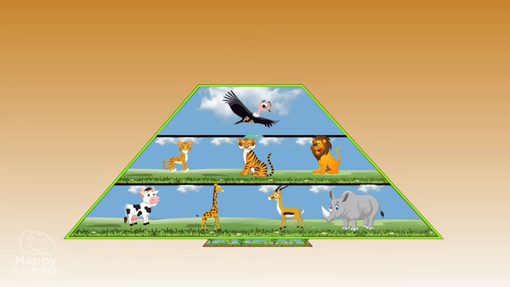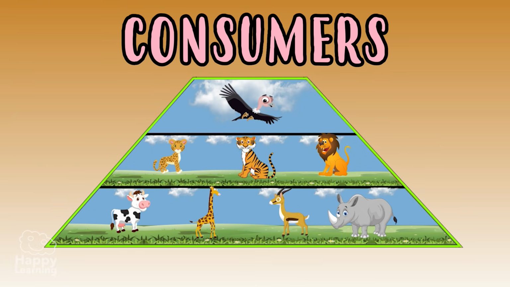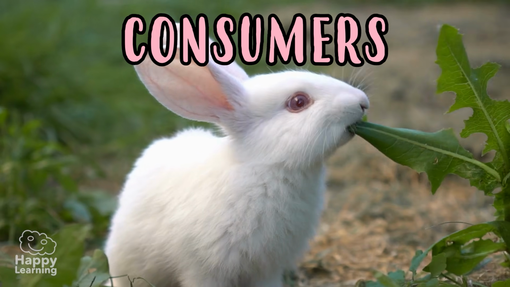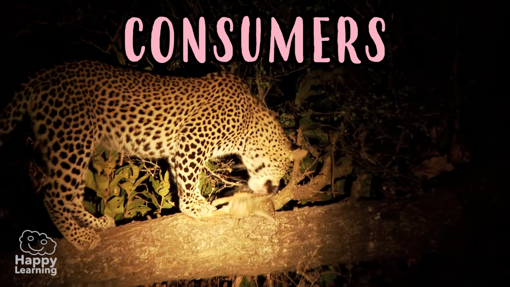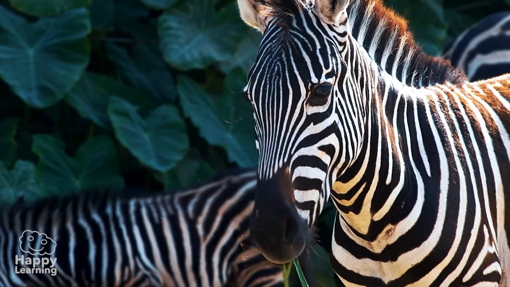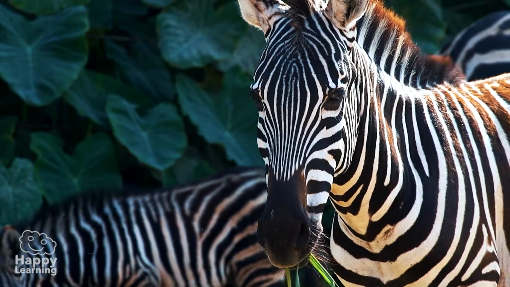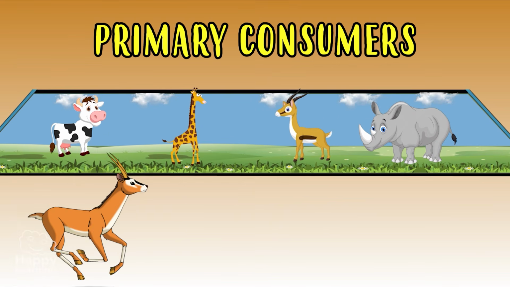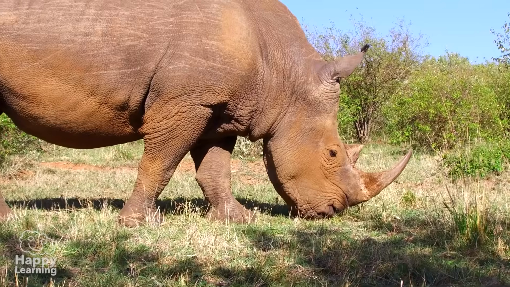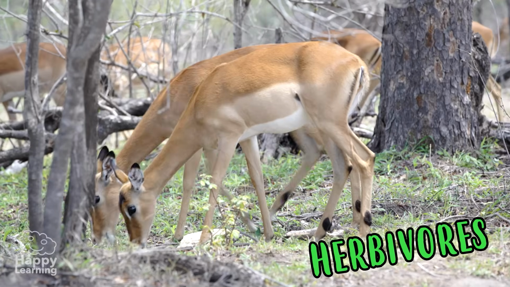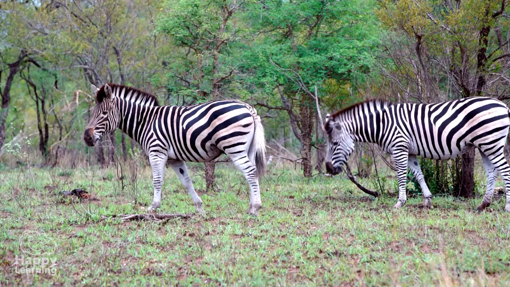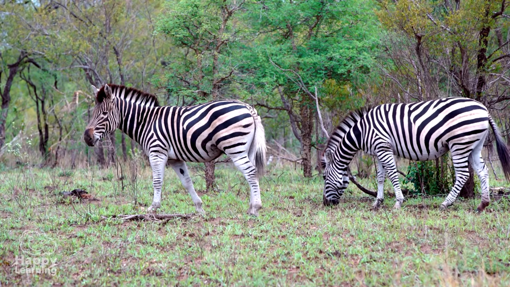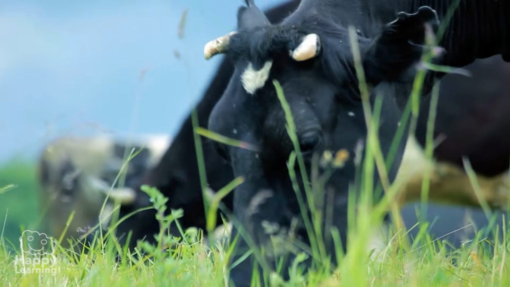On the pyramid's second level are the consumers. The consumers are all living things which feed on other living things. They are divided into 3 groups. The first is dedicated to the primary consumers. These are the herbivores, which are animals that eat directly from the producers, like these zebras or these cows.